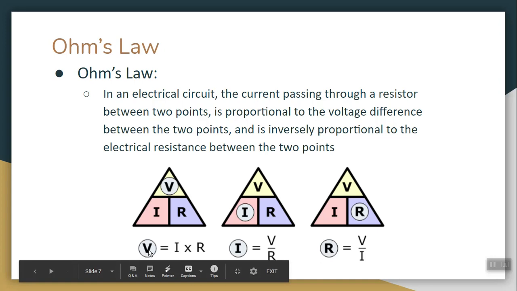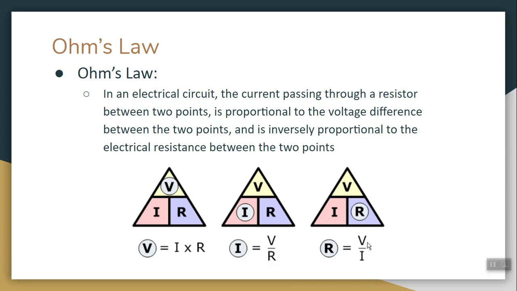The voltage is going to be equal to the current times the resistance. So if I have a circuit and I increase the resistance, the current's going to go down. Hopefully that makes sense. And the reason that these triangles are here is because these three formulas are the same formula, just written in a different format.